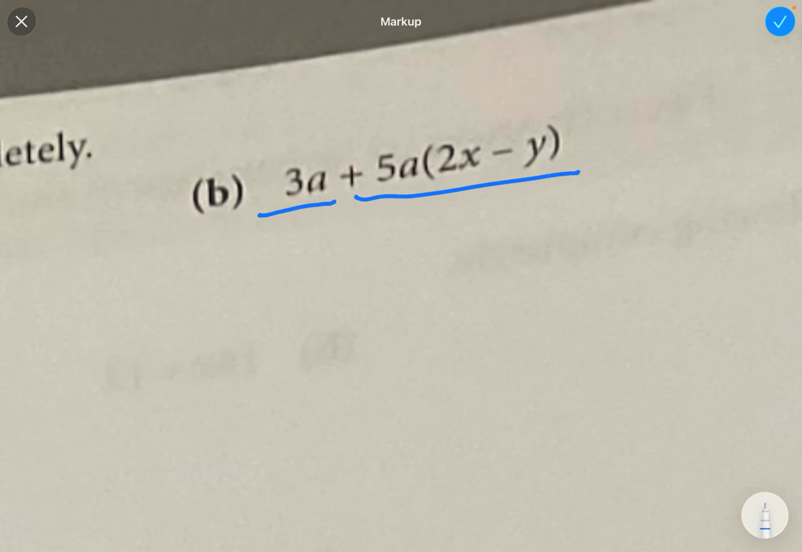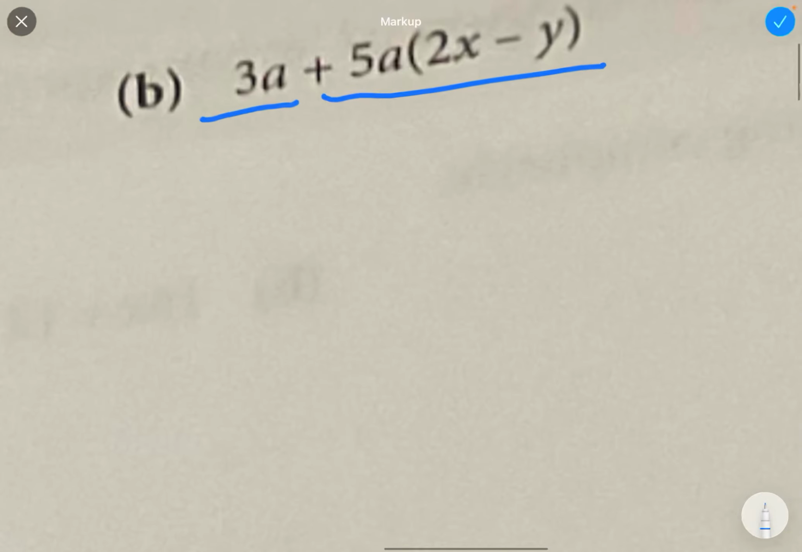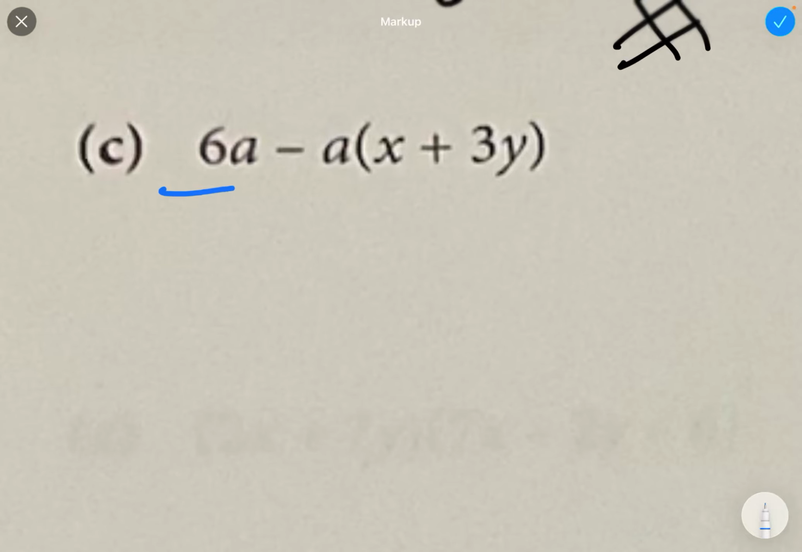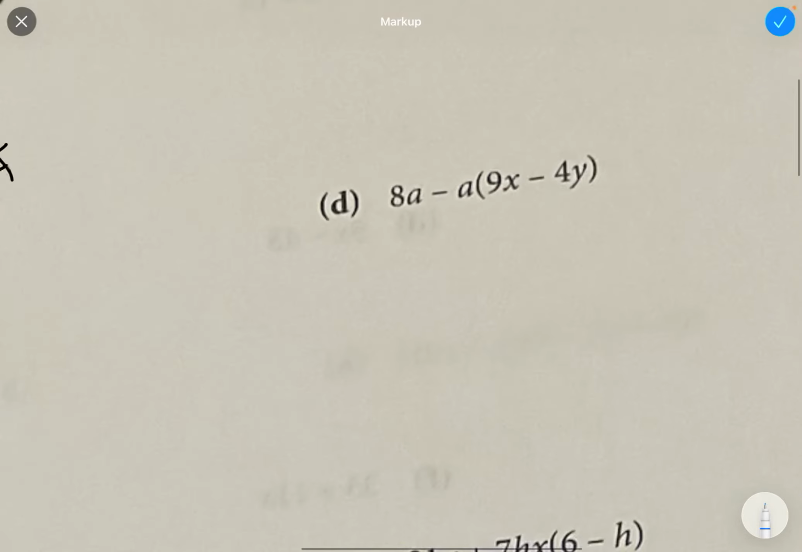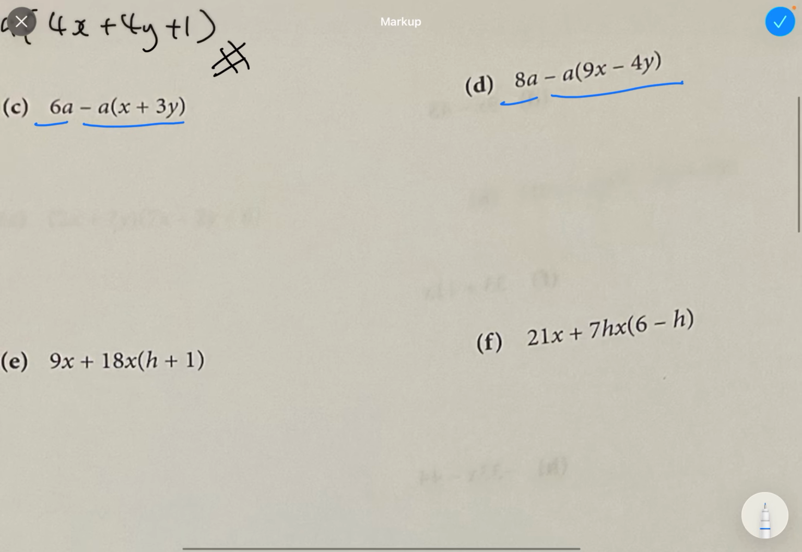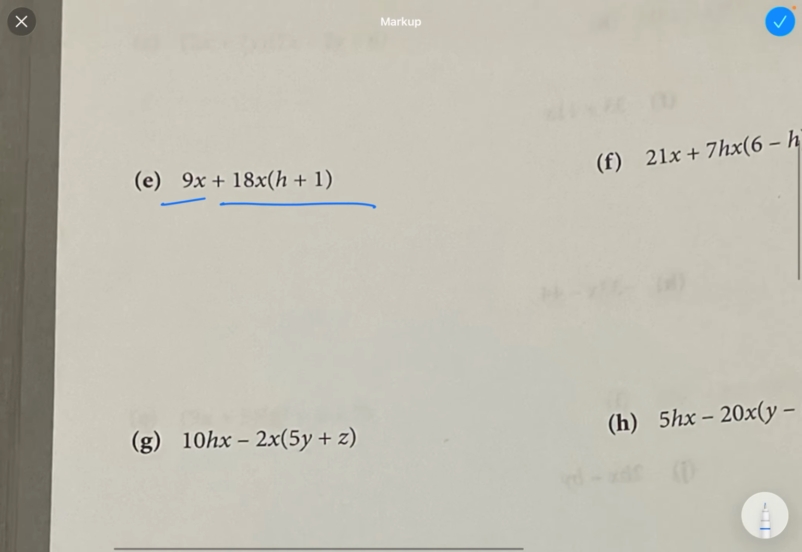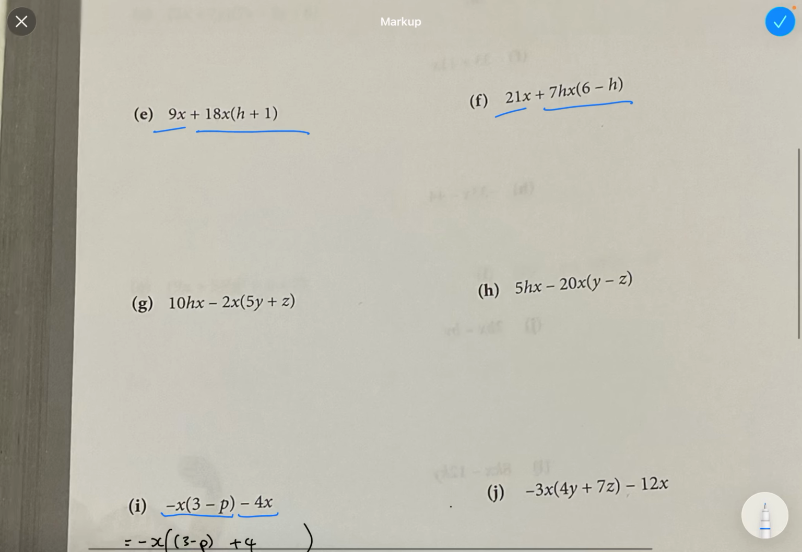For those of you who have difficulty starting, find the common factor in both the terms. 6a is one term. Minus a times bracket is one term. 8a is one term. Minus a times bracket is one term. 9x is one term. 18x like that is one term. Because they are separated by the plus and minus.